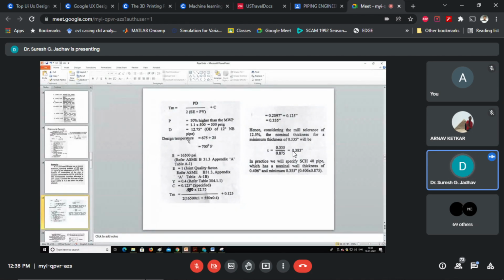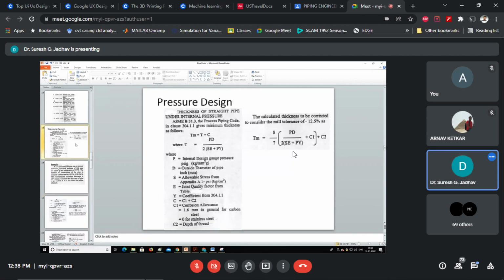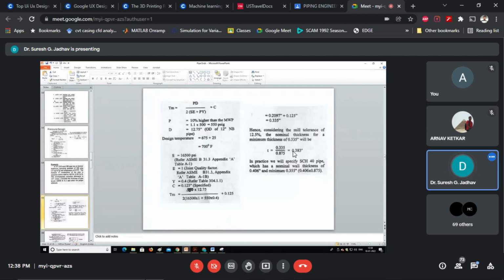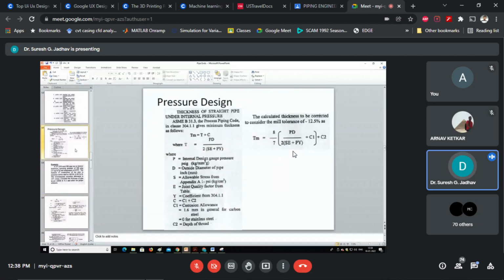Okay, now we have to substitute all values to find out the minimum thickness. Based on this relation, we can find the minimum thickness. Here P is known, D is known, S is known, E is known, that is the joint quality factor. S is the allowable stress, P is the design pressure, Y is the coefficient, and C is the addition of the corrosion allowance plus the depth of thread.